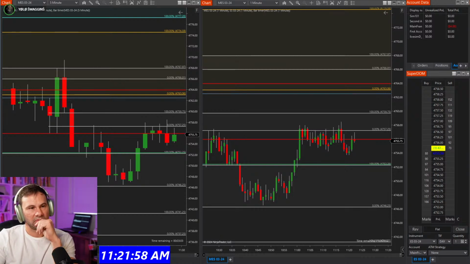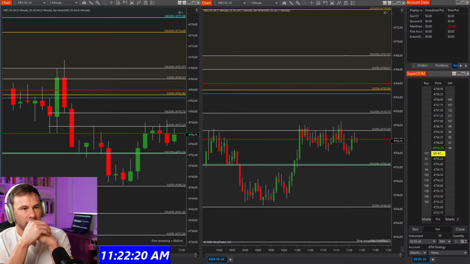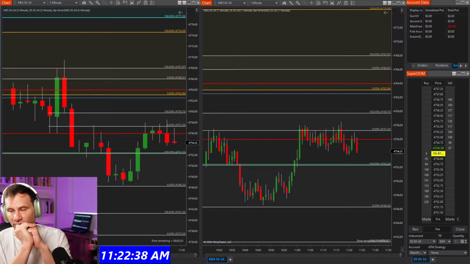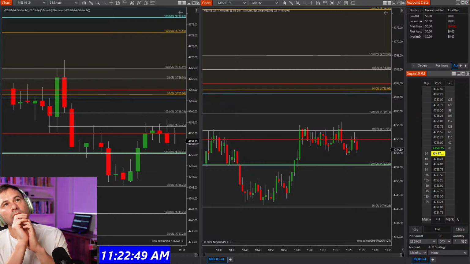Looks like we're putting in a bear trap right here on the NQ. See if this gets bought back up. I'll be long through 603 if it does.